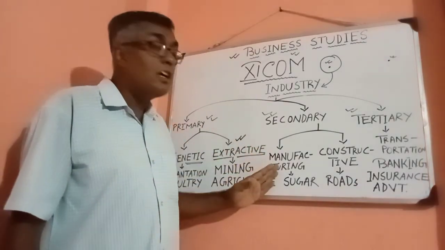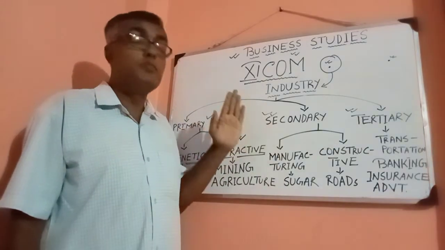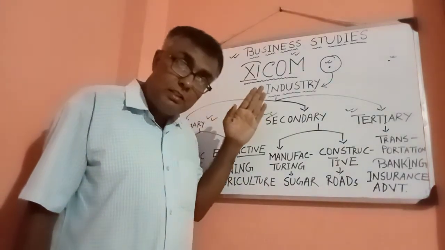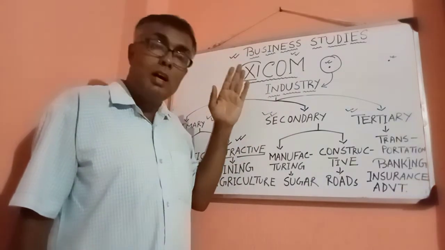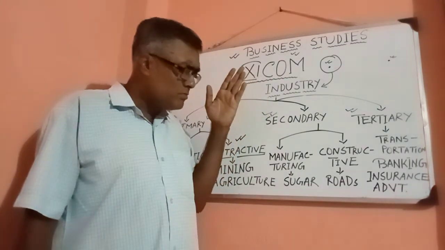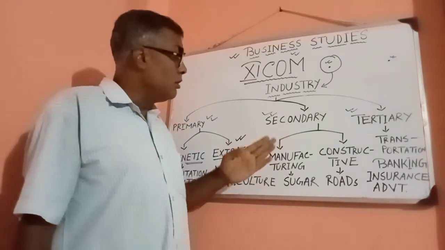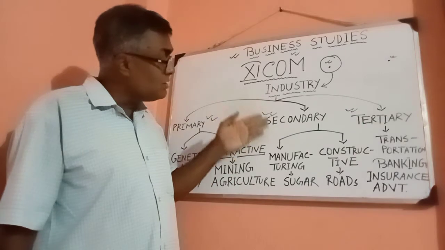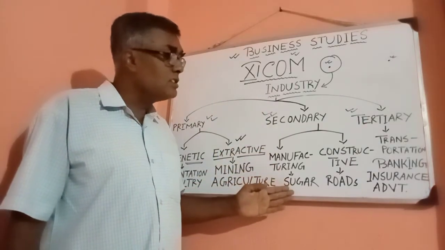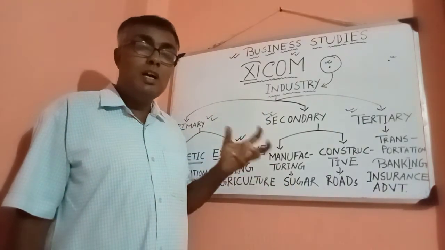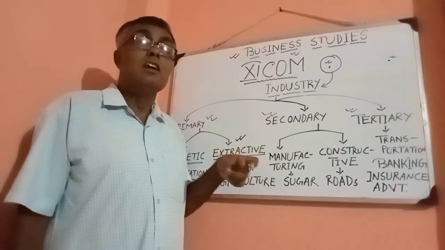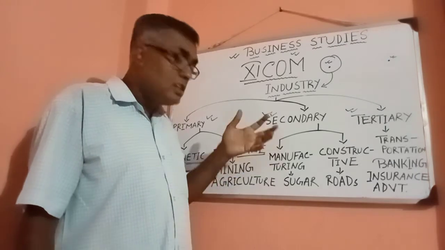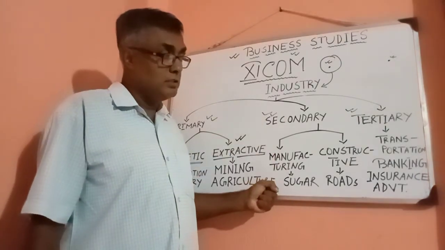So manufacturing industries can be segregated into four parts. One is processing, second one is analytical, third one is assembling, and fourth one is synthetic industry. So these are the examples of manufacturing industry. Like sugar, it is a processing industry, you can write. Cement, it is synthetic industry. So these are the different varieties of manufacturing industries.